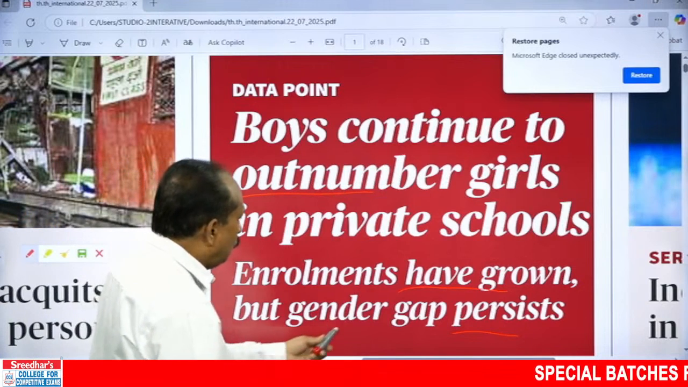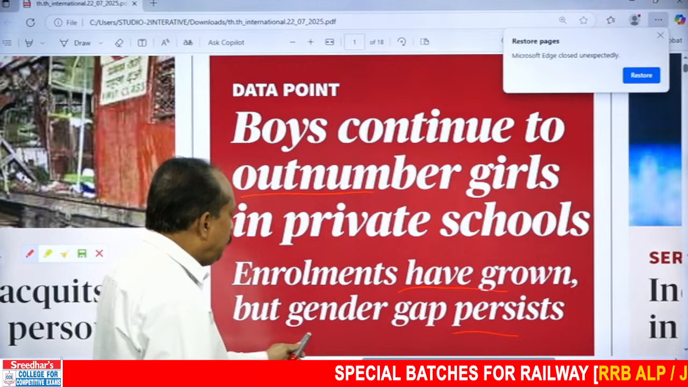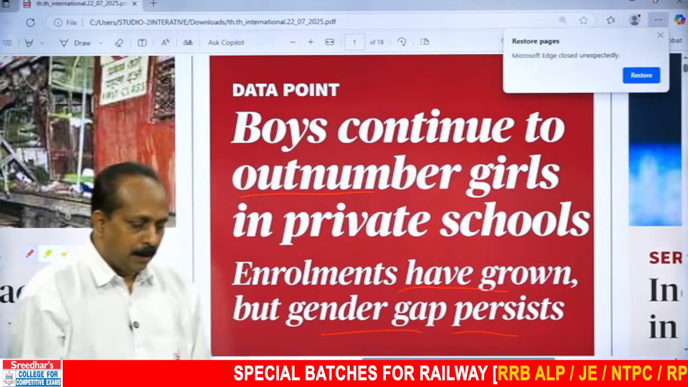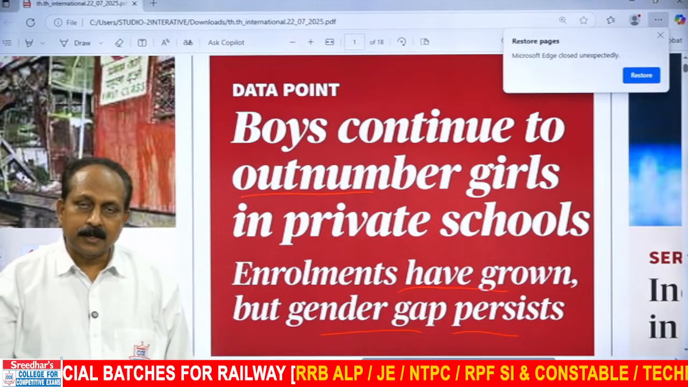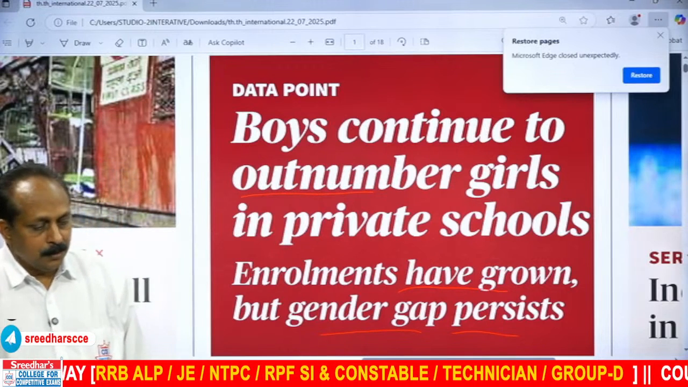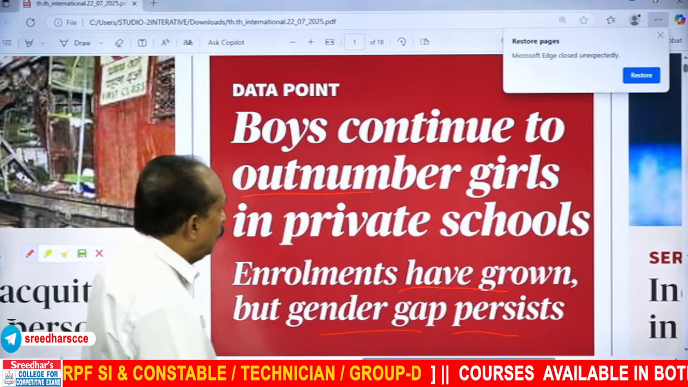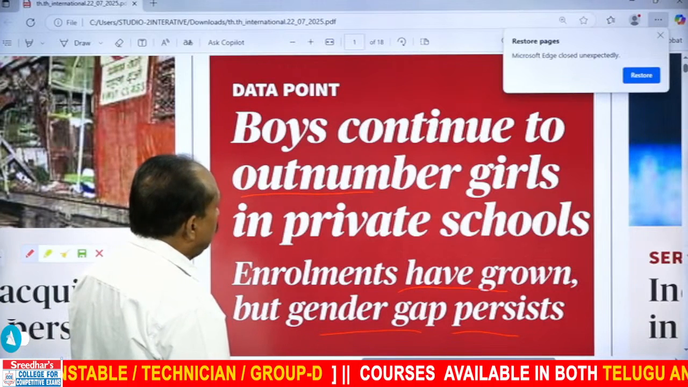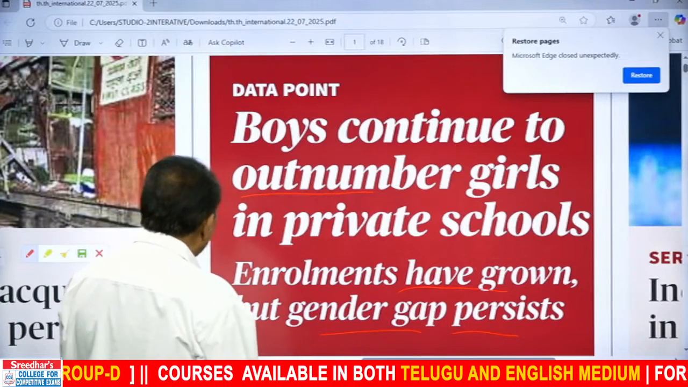It shows have grown. Enrollments have grown, total, present perfect tense. But gender gap, there's a gap, gender gap, boys and girls, persists. Persist means to exist for a long time, to last for a long time. Yes, you should recollect words like criterion, criteria, memorandum, memoranda, all these. And datum, data, data point. An important new snippet, you can learn a lot based on this.